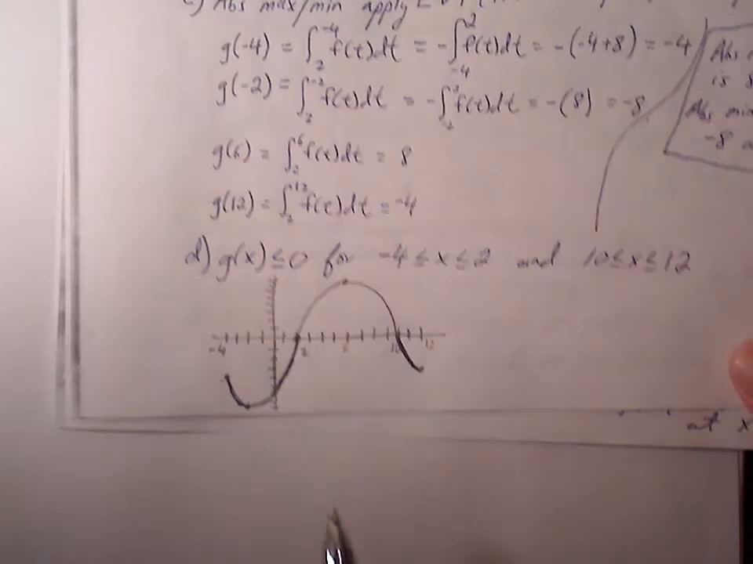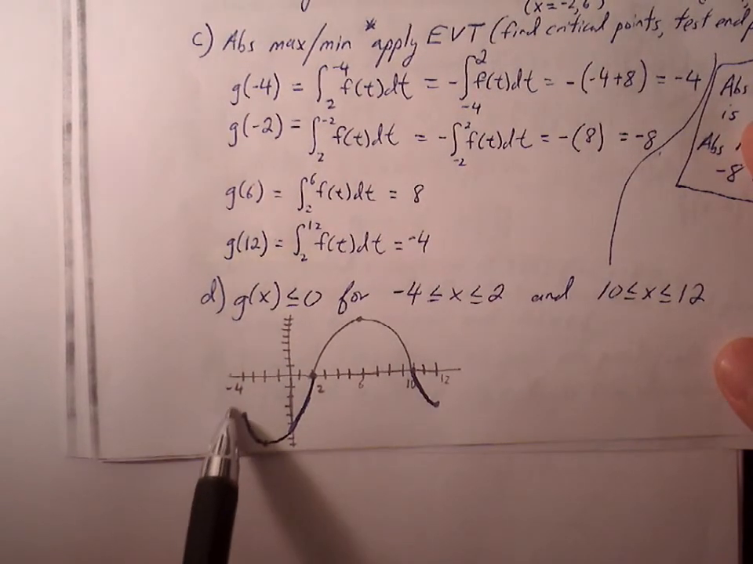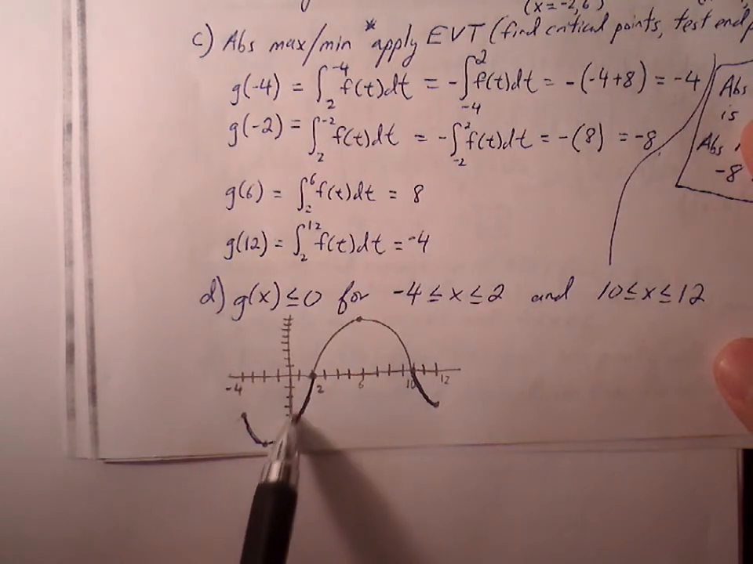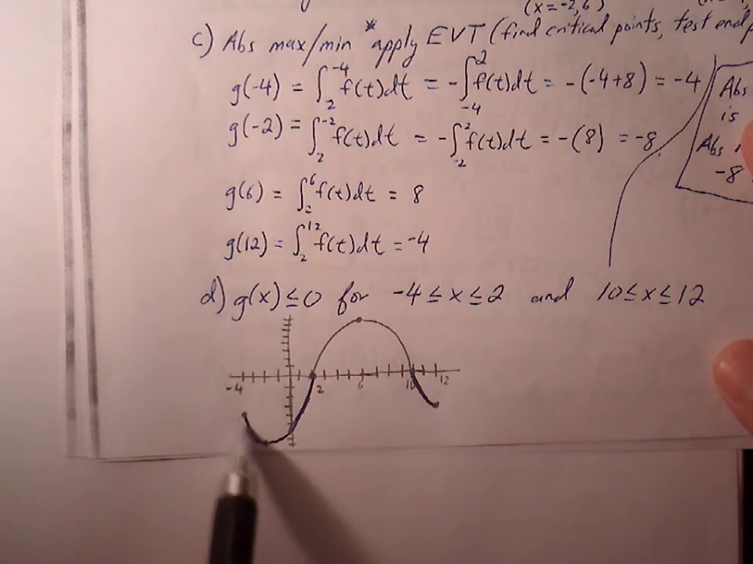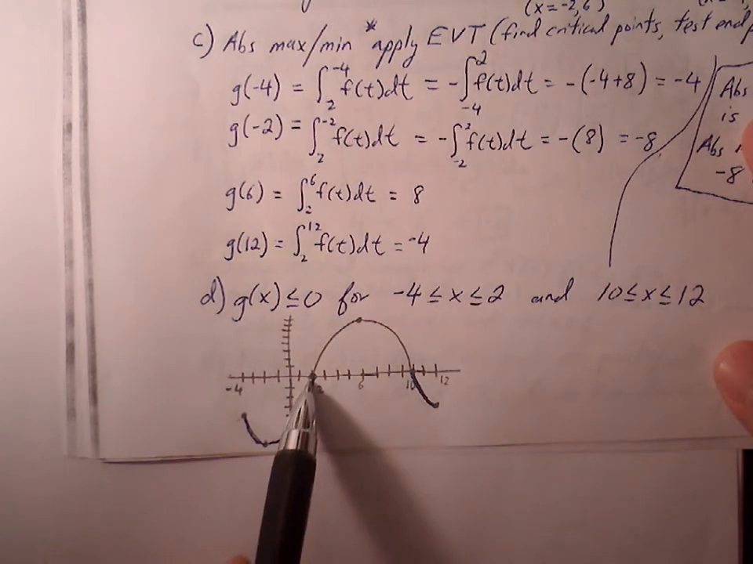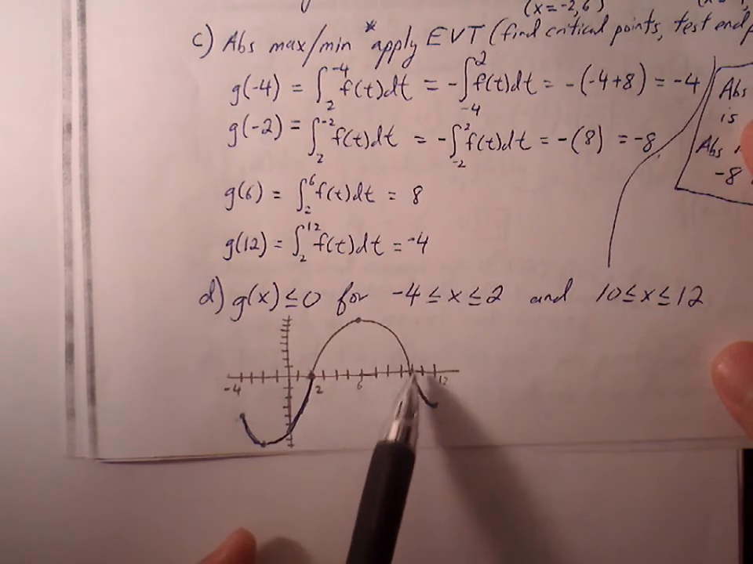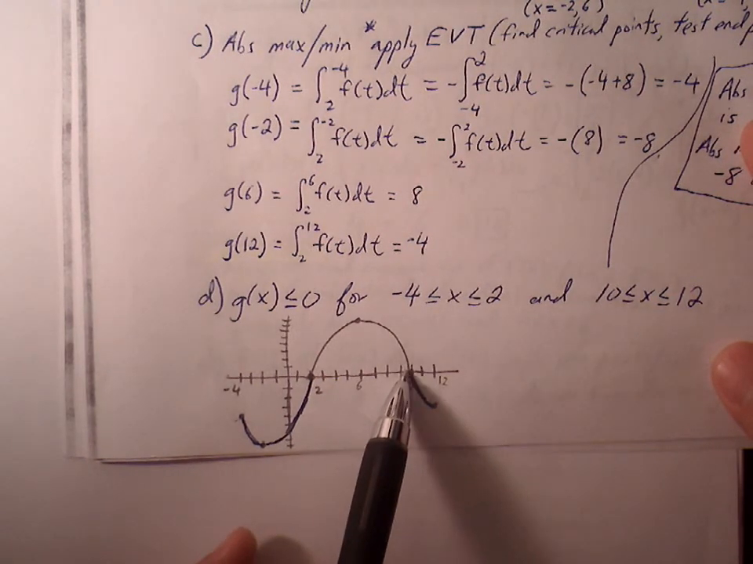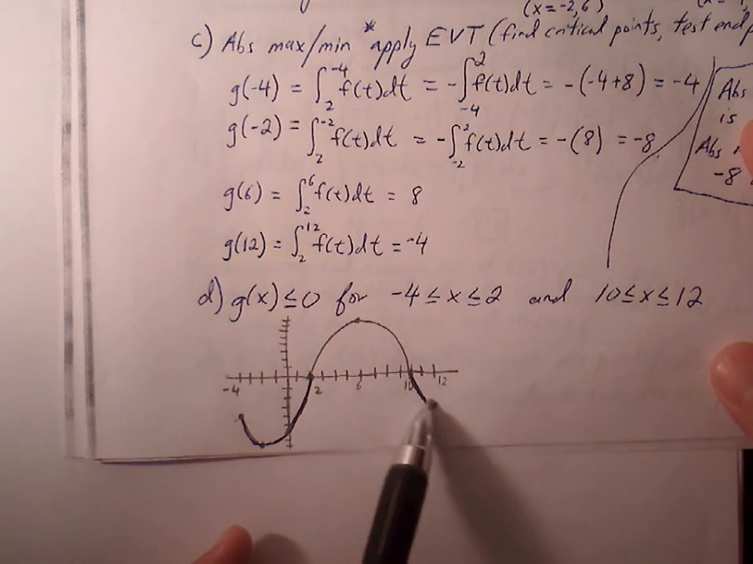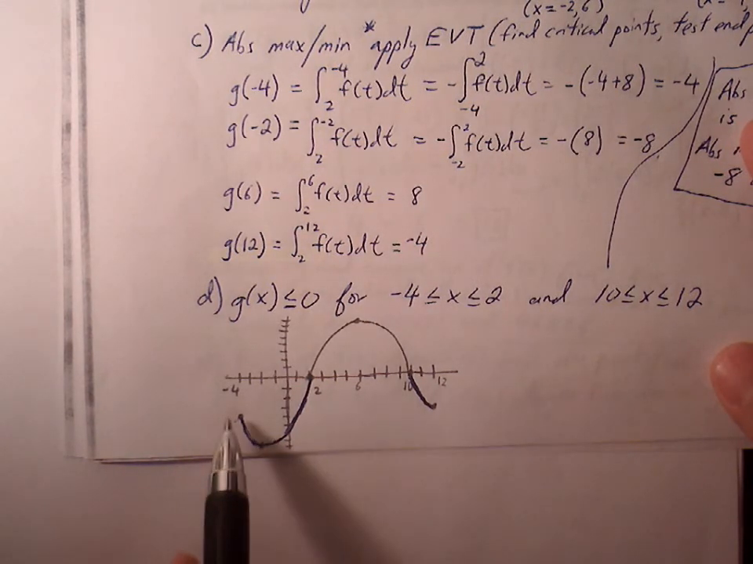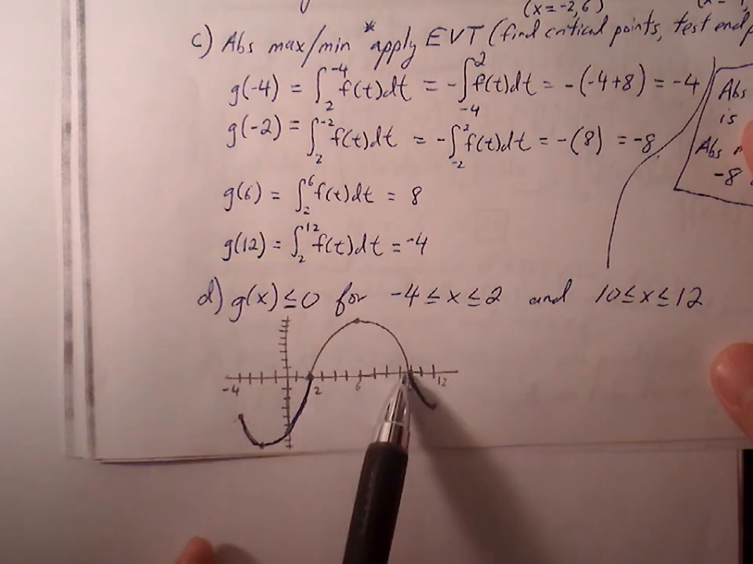And with that information, connecting the dots, we can see that the region from negative 4 to positive 2 is where our g graph is going to be less than 0, or below the x-axis. And then it's going to have to be above the x-axis until it comes back to the x-intercept at x equals 10. And then from 10 to 12, it's going to be again below the x-axis. So our graph is going to be less than or equal to 0 from negative 4 to 2, and also from 10 to 12.